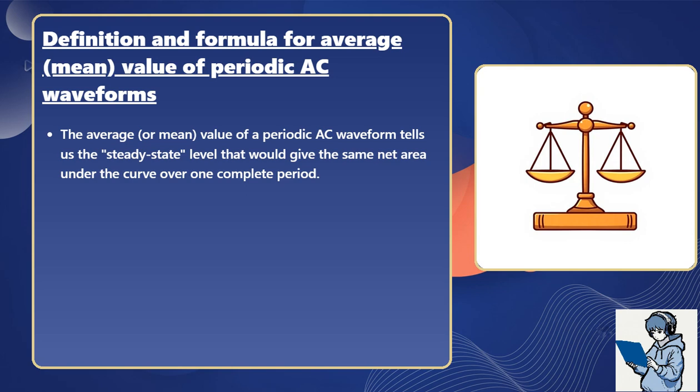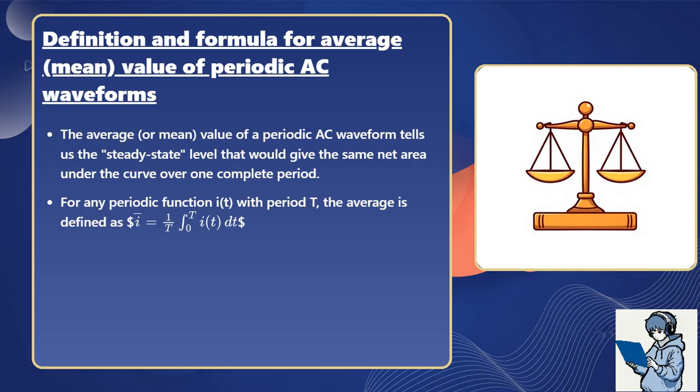The average, or mean, value of a periodic AC waveform tells us the steady state level that would give the same net area under the curve over one complete period. For any periodic function I of t with period T, the average is defined as I bar equals 1 over T times the integral from 0 to T of I of t dt.